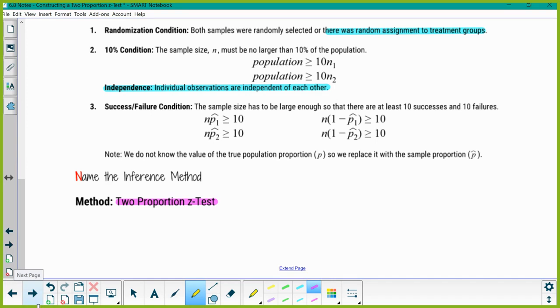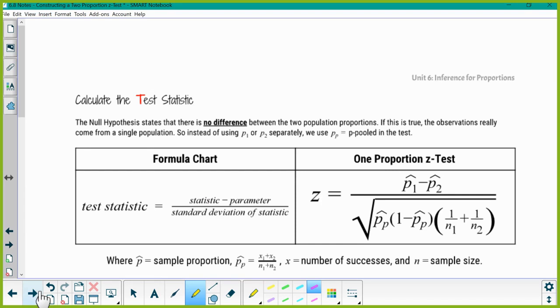And then we have to get into the actual math calculation. Calculating the test statistic. So the null hypothesis for a 2-proportion z-test states there's no difference between the two population proportions. We're saying that P1 is equal to P2. This is the null. So when I claim that, then my two populations should come from the same group. They should all come from the same place because I'm saying that they are equal to each other.